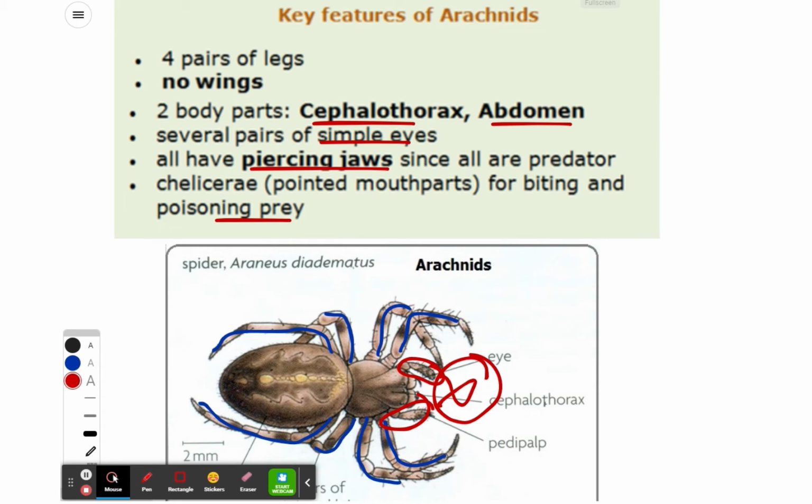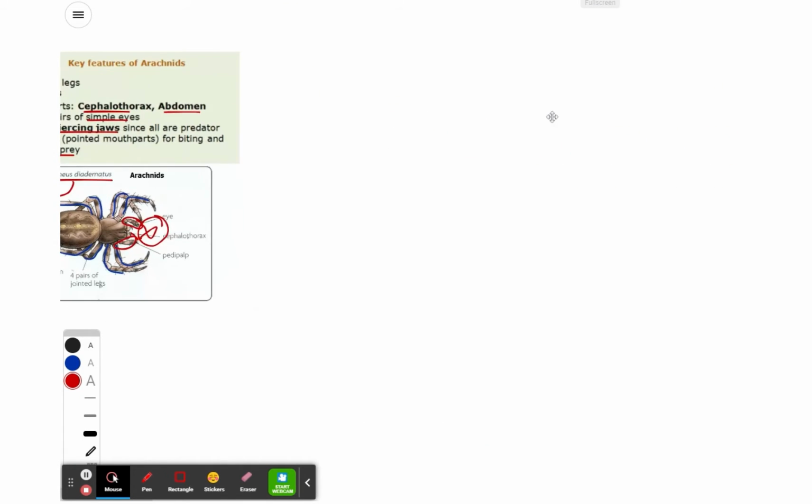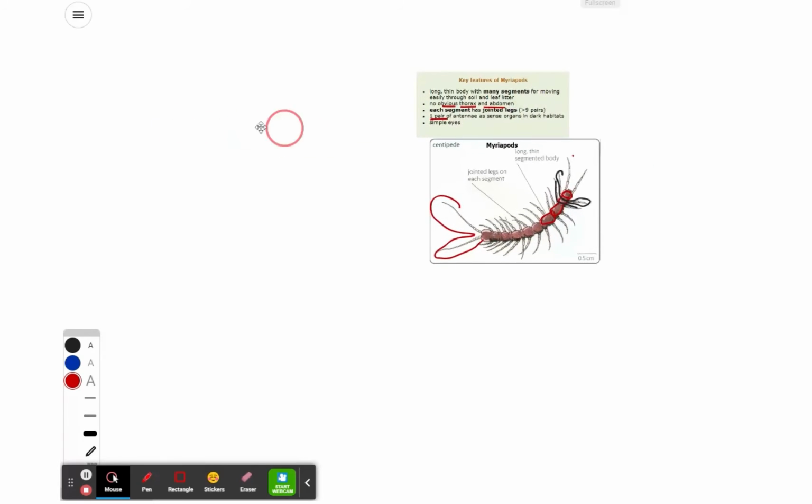Yes, spiders belong to... What is Araneus? Where is that word? This one is a scientific name for spider, okay? Names which scientists use. Any questions so far? So now we are heading towards our last class.